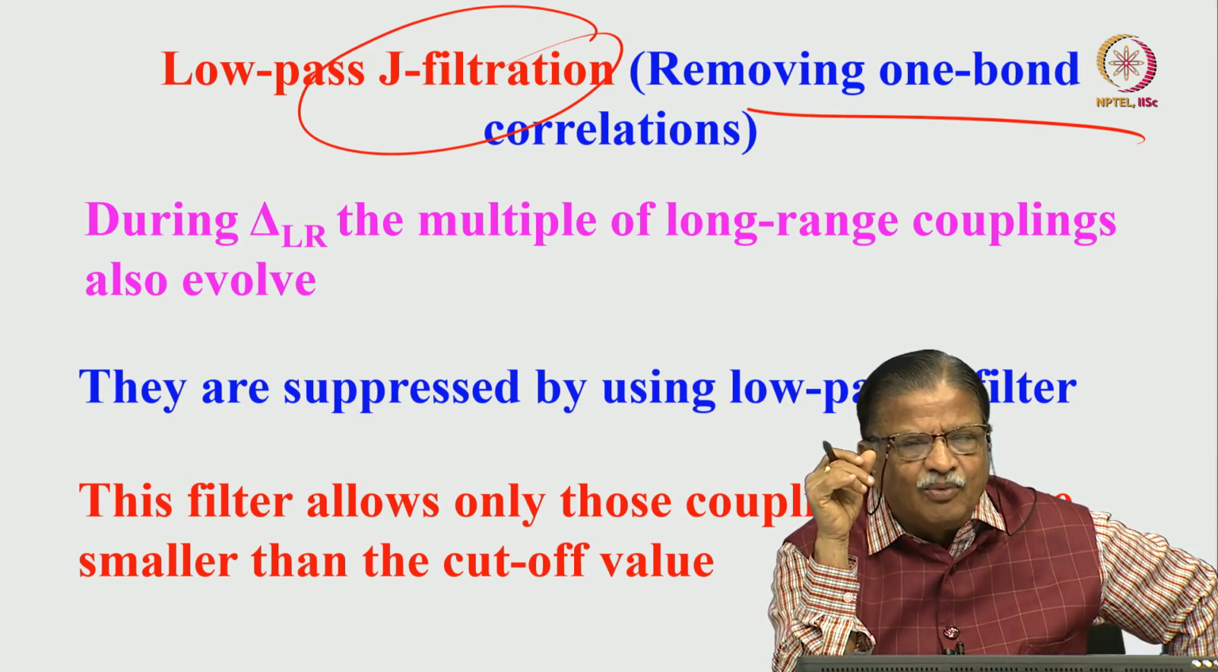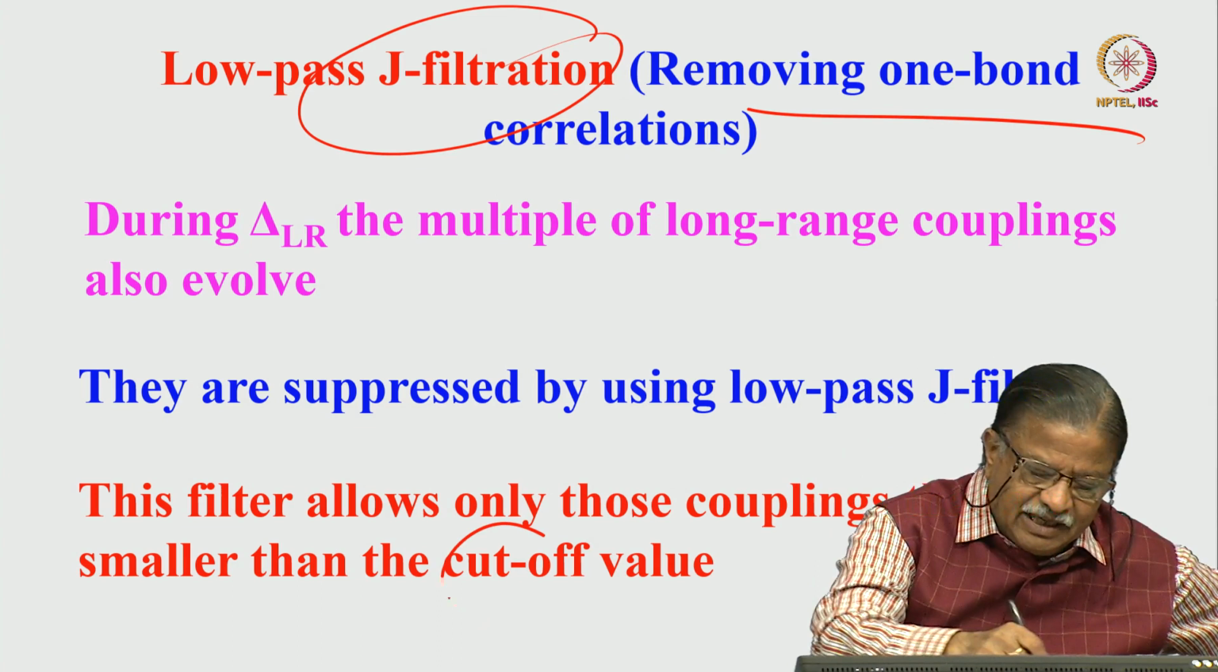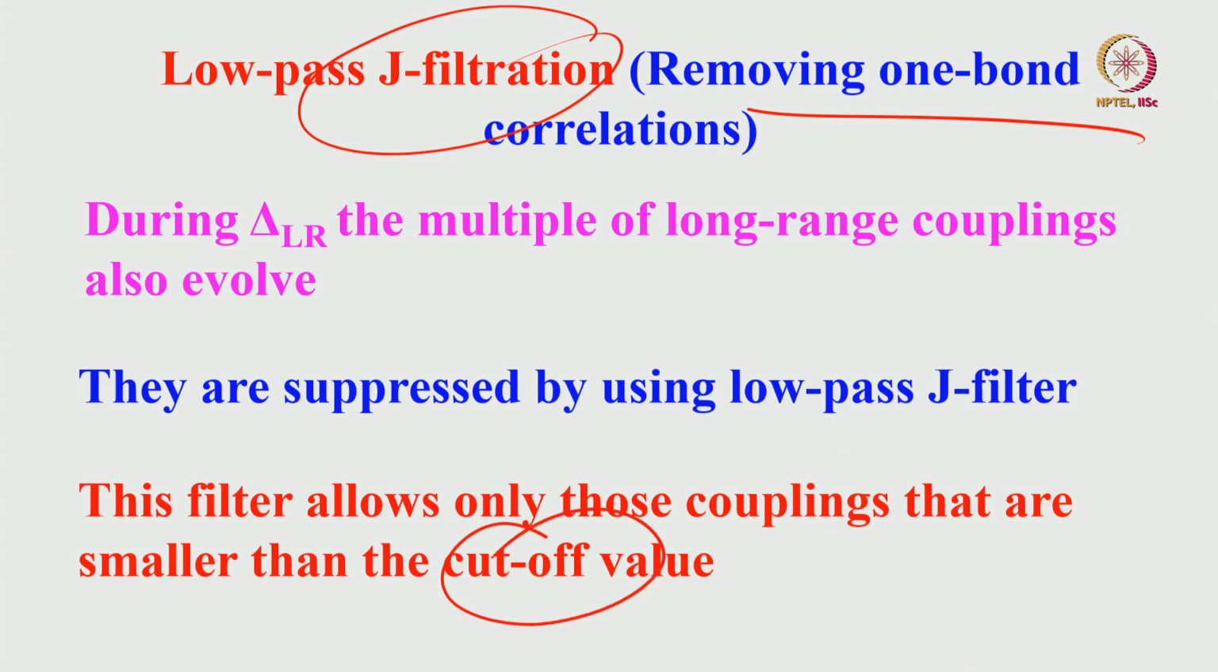Then this filter allows only those couplings that are smaller than the cutoff value. Anything above that, it is going to prevent. You understand? Remember, in the filter that you are going to use in HMBC, multiples of long range couplings can also evolve. For example, let us say the long range coupling is 8 hertz. If you take 80 hertz, 10 times that, and that coupling is there, that correlation can also evolve. So you have to suppress that by using the low pass filter. The advantage is that it allows only those couplings that are smaller than the cutoff value set.